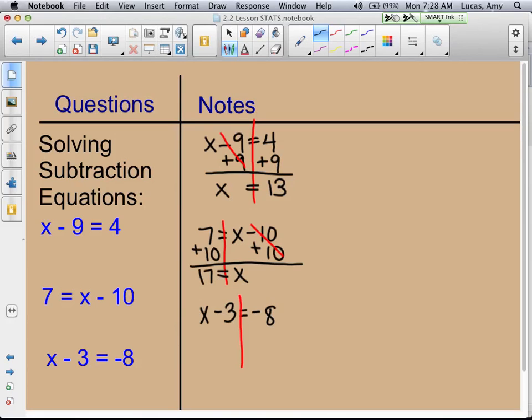And then the bottom one, add 3. The 3's cancel out, and x equals... Remember, when you add a negative and a positive, the result could be either sign. I have more of the negative. How much more? 5 more. So the difference between 8 and 3 is 5, but I had more of the negative number. So my answer is a negative.